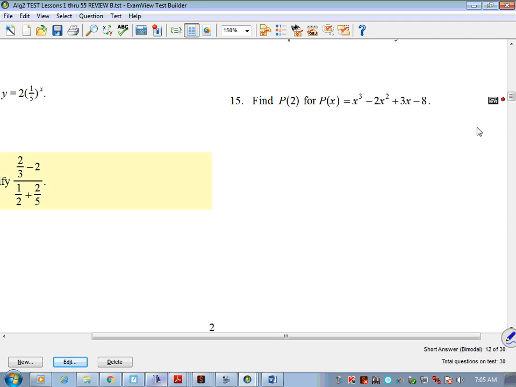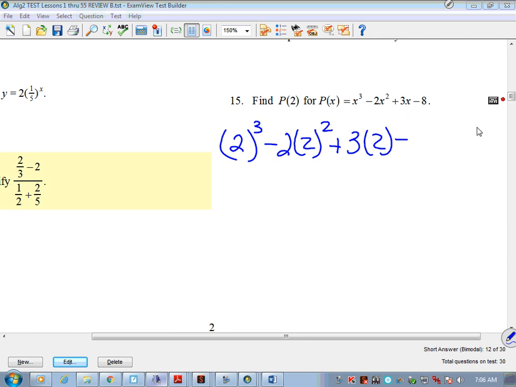Number 15 comes from lesson 51, using synthetic division. You don't actually use synthetic division here. This is really just a matter of plugging in 2 for your x, but this is the work that I'd want to show. I'm going to use parentheses everywhere where I see x, and put that 2 on the inside. Now, you're probably going to use your calculator for this, but we can do this relatively quickly.